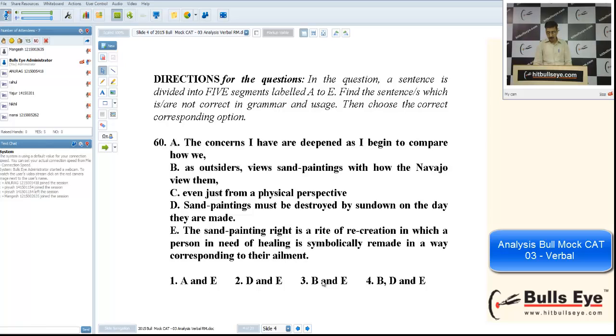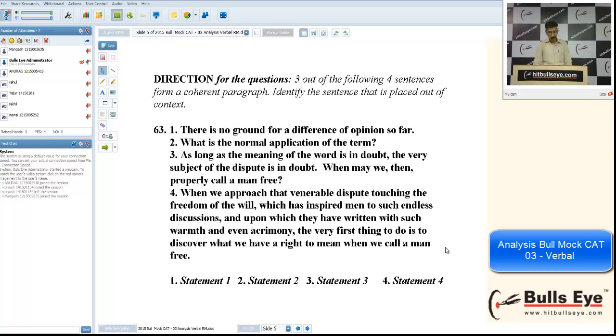So time has come to move ahead. Now again, this misfit, the 63rd question I picked up. Did you get this question correct? 63rd. How many have got this question correct? 63rd. So do you analyze your performance also?